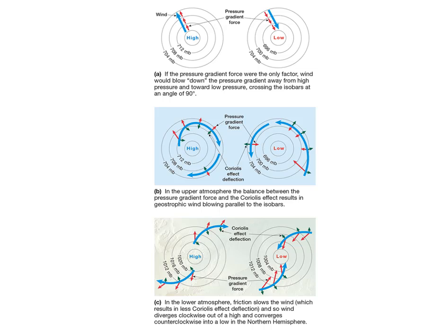Regardless of the initial direction of motion, any freely moving object appears to deflect to the right of its direction of motion in the northern hemisphere and to the left in the southern hemisphere. The apparent deflection is strong at the poles and decreases progressively toward the equator, where the deflection is zero. In the upper atmosphere, the balance between the pressure gradient force and the Coriolis effect results in geostrophic winds blowing parallel to the isobars.